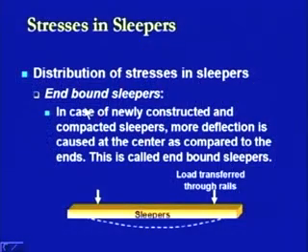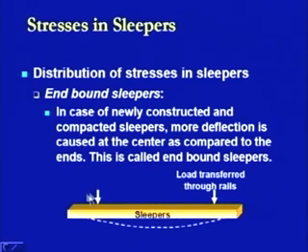Now, here in this case we are looking at the distribution of stresses. There are two types of distribution of stresses which can be there. In this case it is termed as end bound sleepers. What is happening in these end bound sleepers is, this is a case of newly constructed and compacted sleepers. Here the deflection will be caused more at the center as compared to the ends.